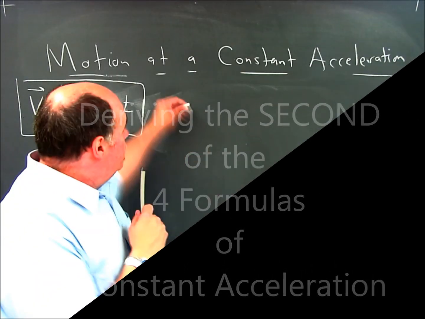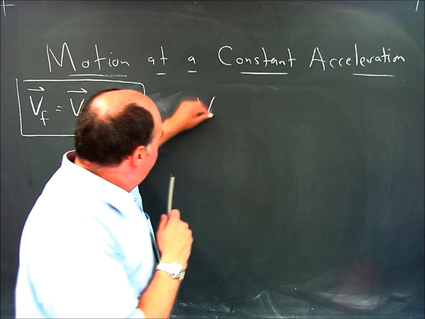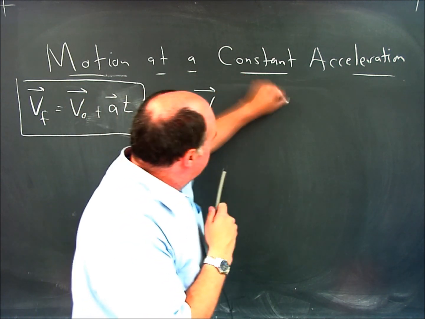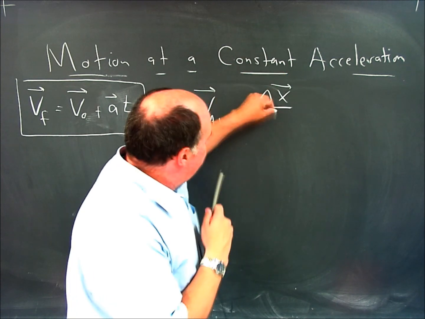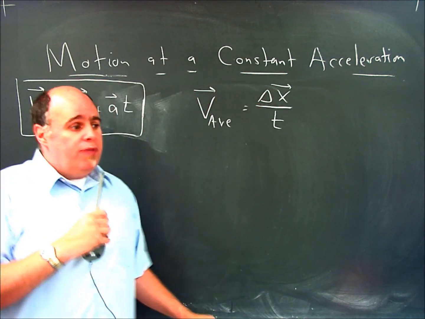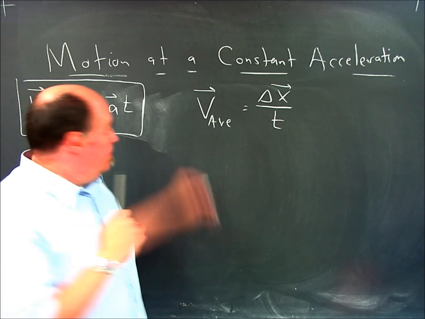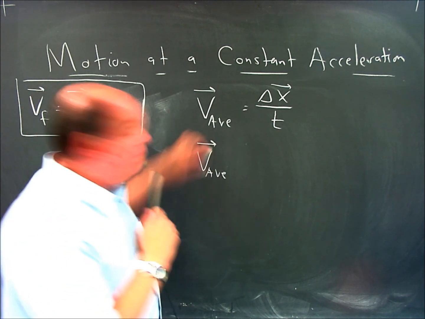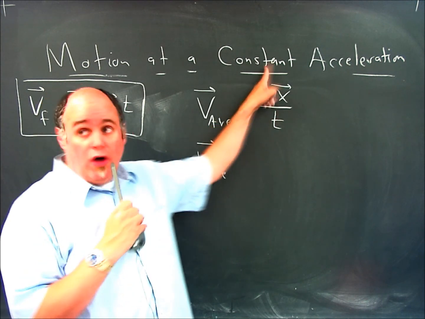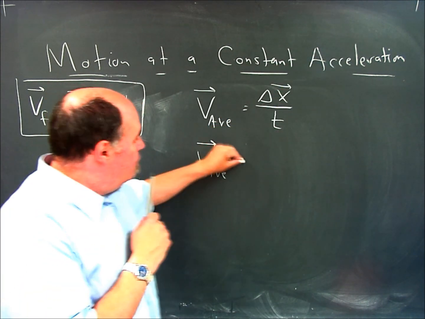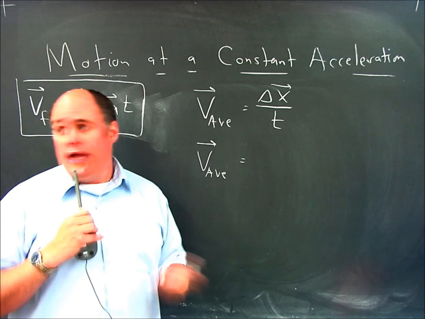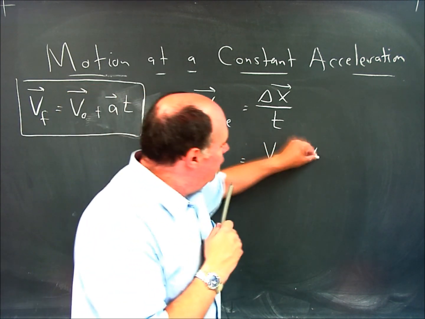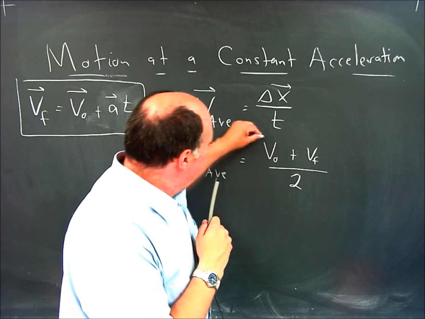So I said earlier in the talk, the average velocity equals your displacement, delta x, over the time. But now I'm telling you there's another way to get average velocity. If we are in fact undergoing constant acceleration, another way to get average velocity is take the 2 velocities, add them up, and divide by 2. So we could take our beginning velocity plus our final velocity and divide it by 2.